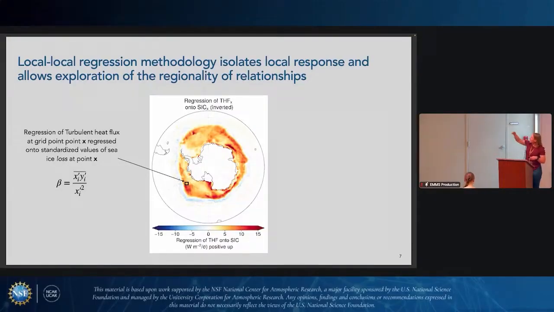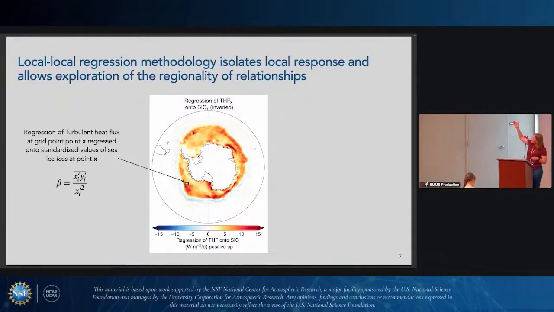The way you do that is, for example, that little black box there is a grid point, and you take the turbulent heat flux at that grid point and regress it onto the standardized value of sea ice loss at that grid point. So every single grid point is treated individually. This can build some confidence into your results, but it also allows you to explore the regionality of these relationships and see how different areas may affect different aspects of the atmosphere differently.